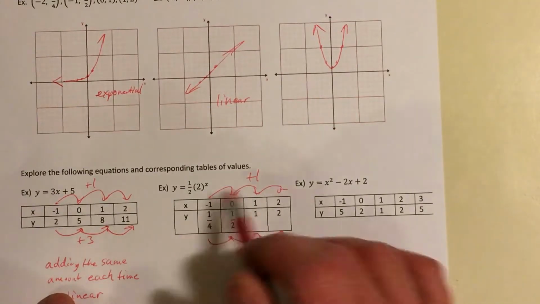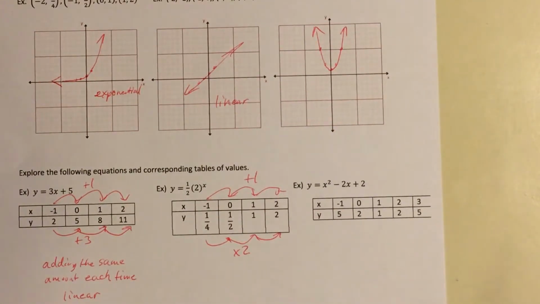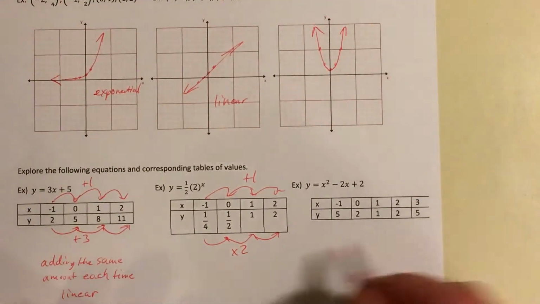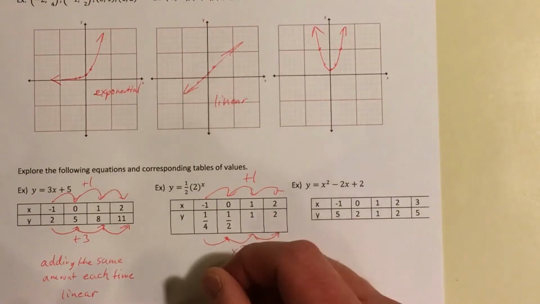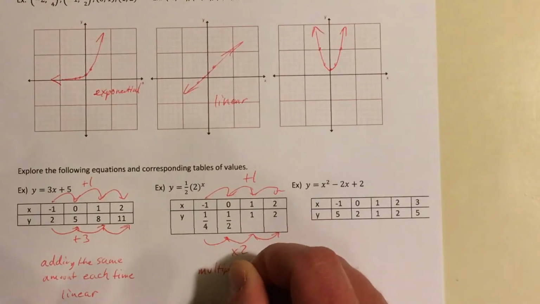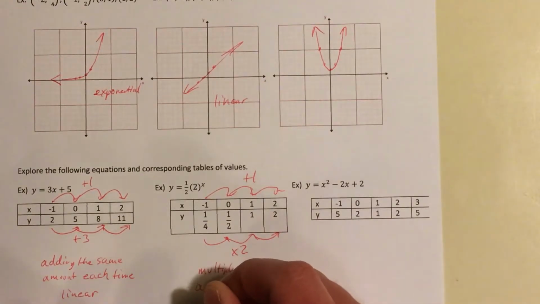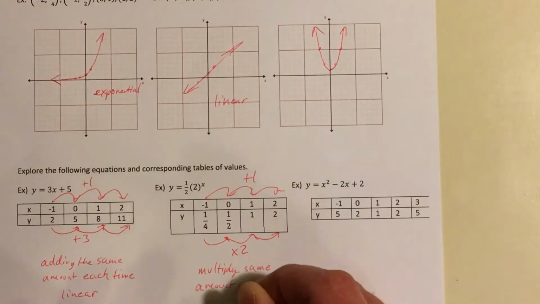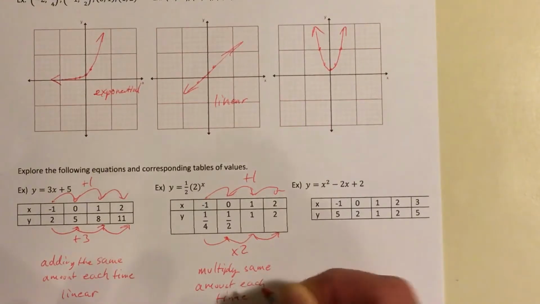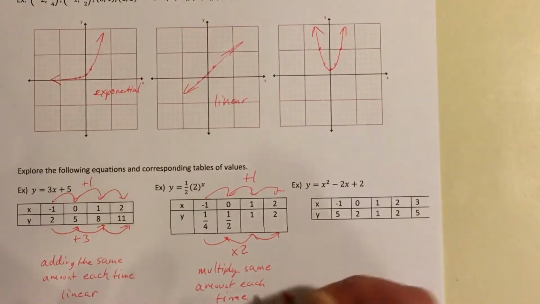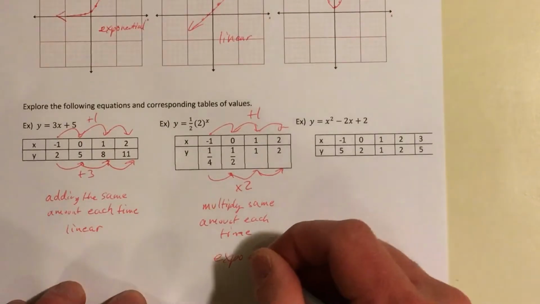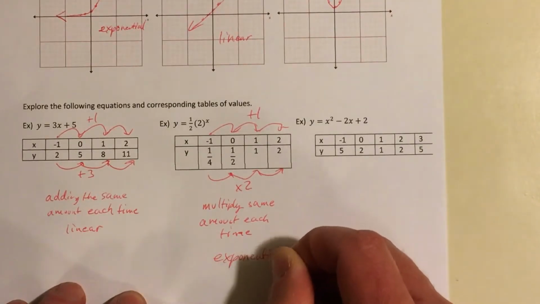So to determine if it's an exponential function or not, you're going to look for repeated multiplication, or the fact that they multiply the same amount each time. And that's going to be exponential. Exponential.